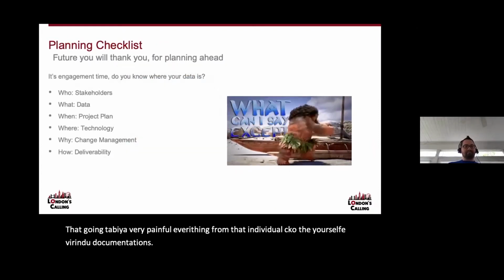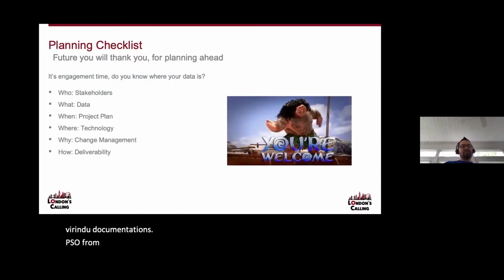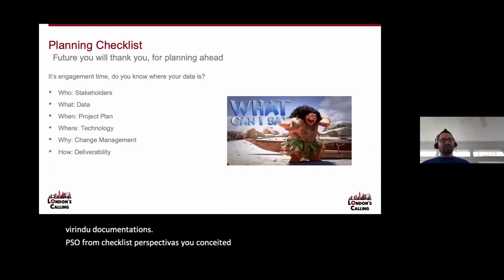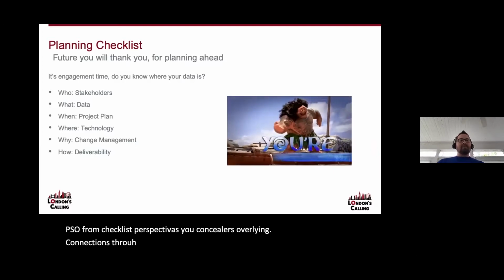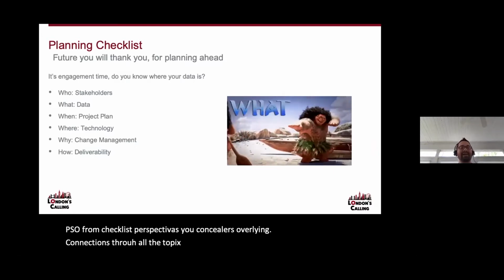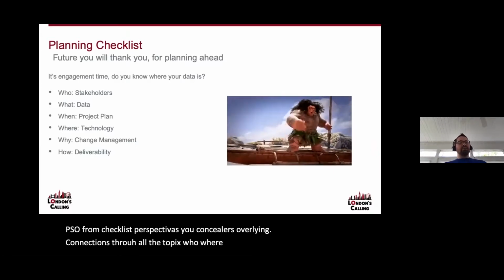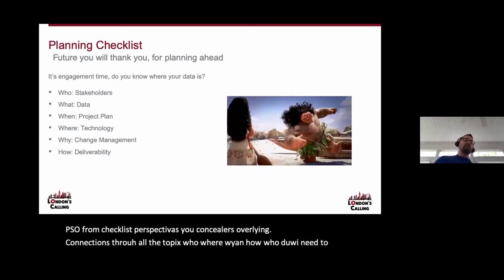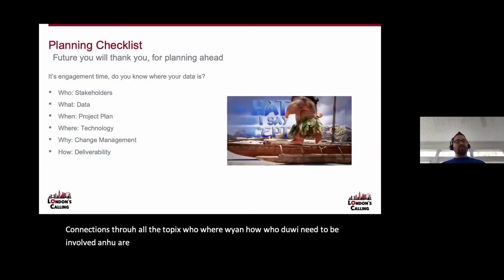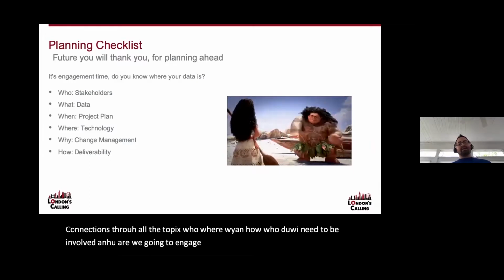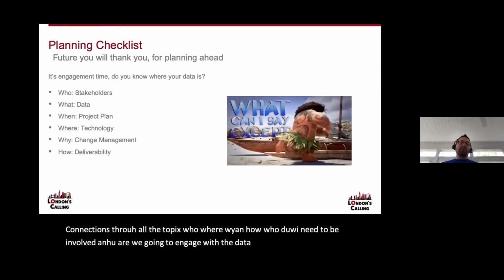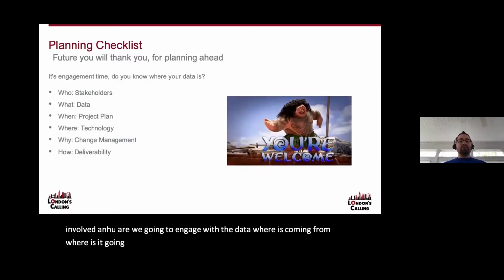So from a checklist perspective, as you can see, there's an overlying connection through all the topics. Who, what, when, where, why, and how. Who do we need to be involved, and who are we going to engage with? The data, where's it coming from? Where's it going? What's important? What do we need? What don't we need?